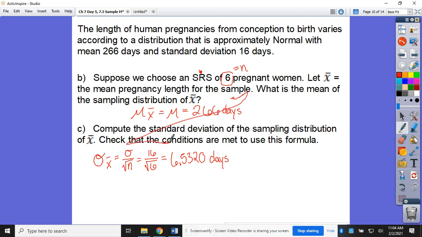All right, so check the conditions that are met. Use this formula. What condition do I need to check? And what is the 10% condition? Tell me what to write, symbols wise. Which number do I know, capital N or lowercase n? Which is what?